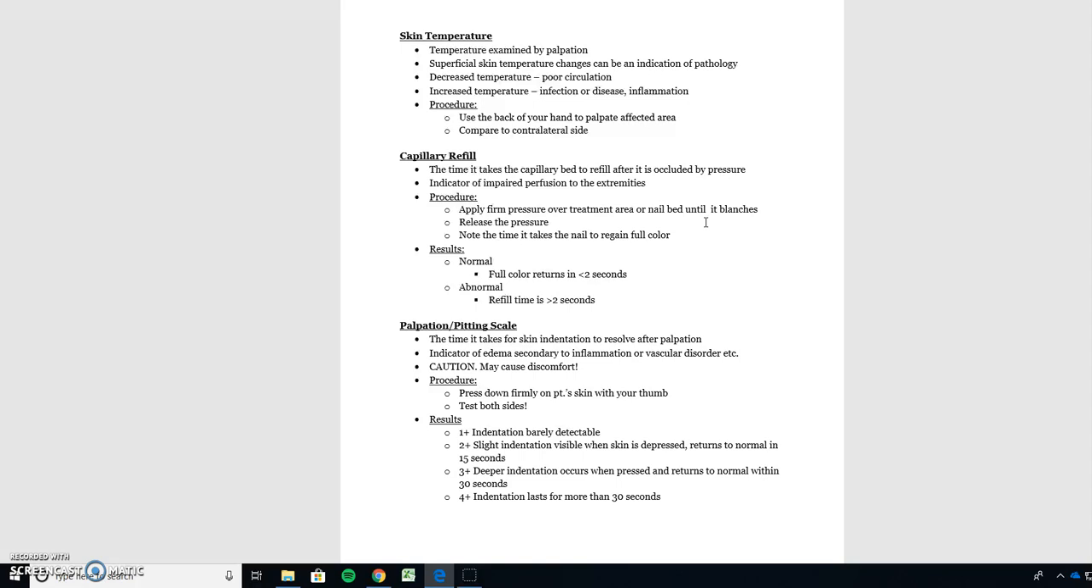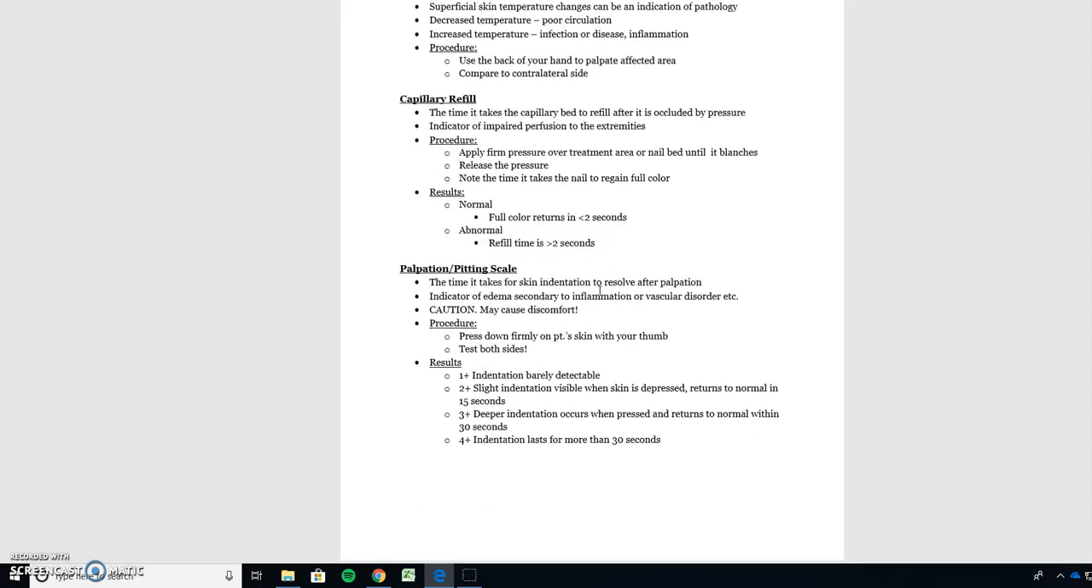Then we want to release the pressure, and we want to note the time that it takes in either the nail or the area to regain that full color. So if the color returns in less than 2 seconds, that's a normal result. If it takes more than 2 seconds to return, that's going to be an abnormal finding.